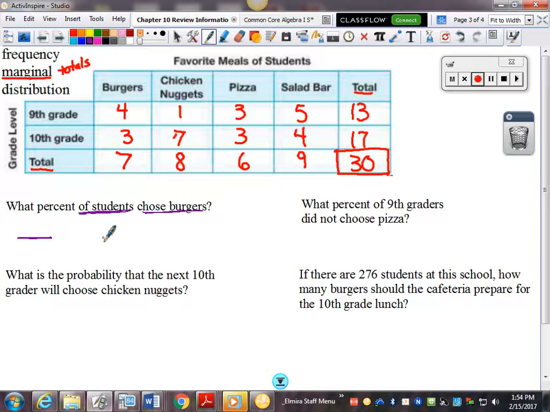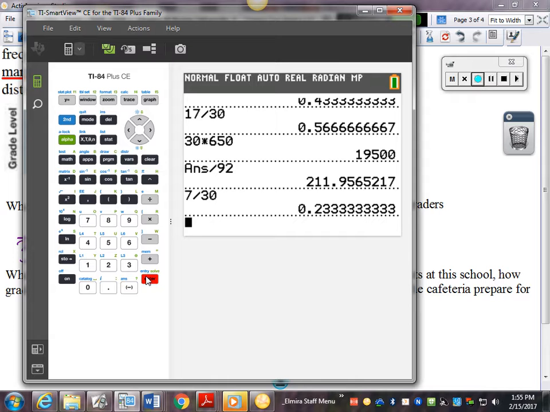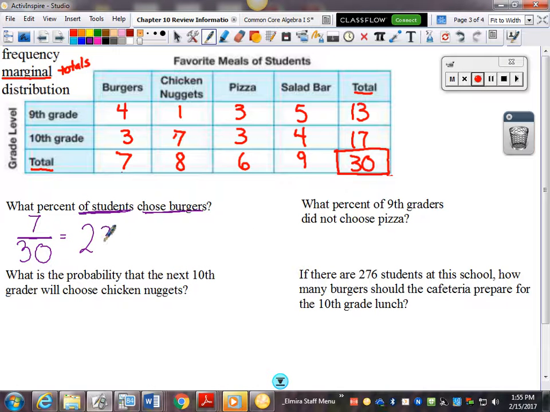So "of students" is pretty general. It's not talking about a specific grade level. It's just saying of students, so that's 30. And "chose burgers" is not being specific in grade level, so that's 7. So 7 out of 30. If I divide that out on our calculator, 7 divided by 30 is 23.3%. So that one is out of 30.